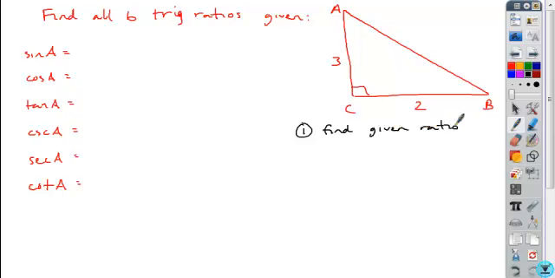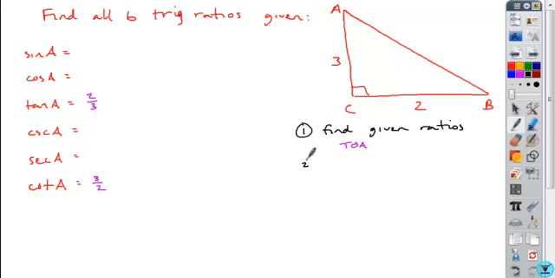Okay, so the given ratios here are going to be what? With respect to A, we have the piece of information that's opposite it and adjacent to it. So which trig ratio relates opposite and adjacent? Tangent, right? So we know in this particular case our tangent ratio is 2 over 3, and then we can also find its reciprocal ratio, which is what? Cotangent, just 3 over 2. All right, so that's the first step.